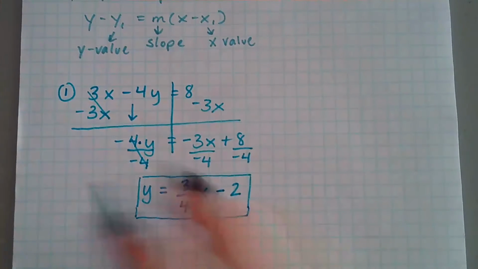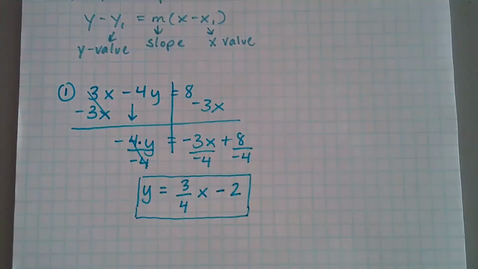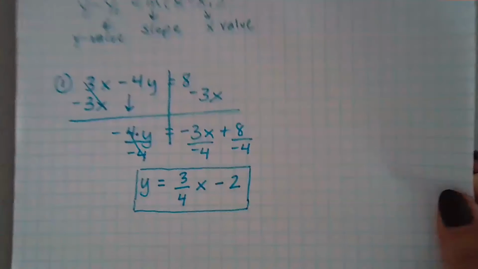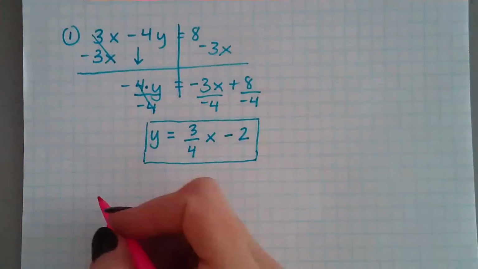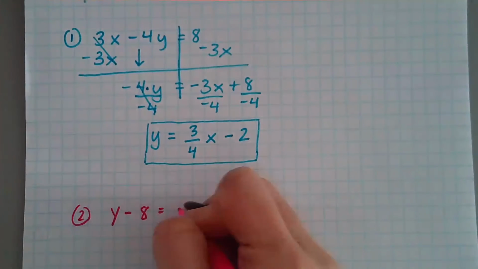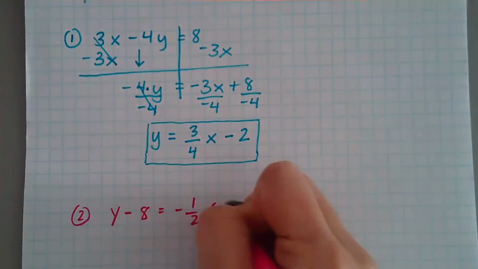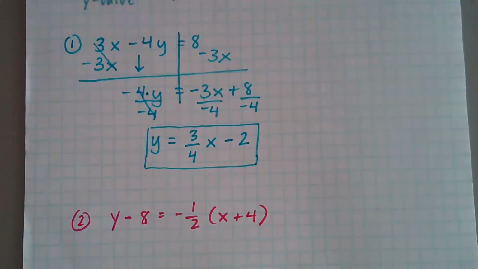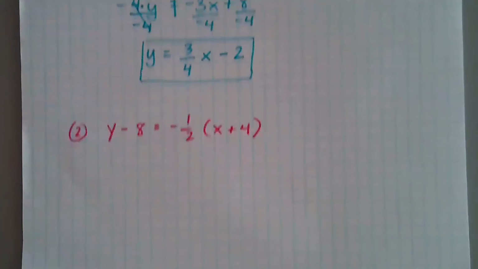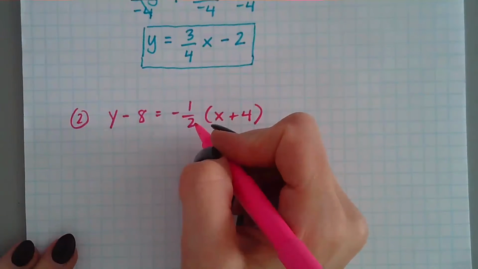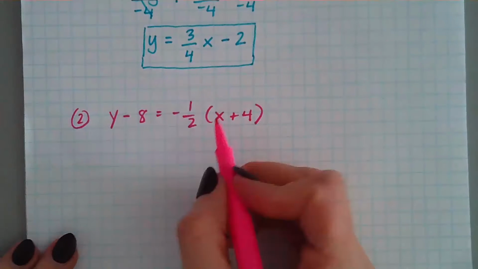Now I'm going to show you an example in point slope form and show you how to convert it. Second example is y minus 8 equals negative 1/2 times x plus 4. So remember, the slope is shown in this form. This is the slope.